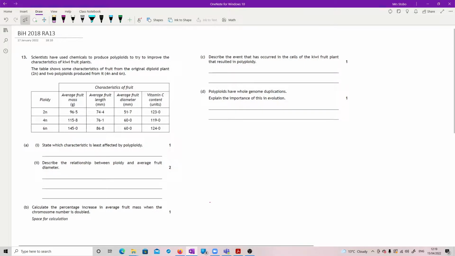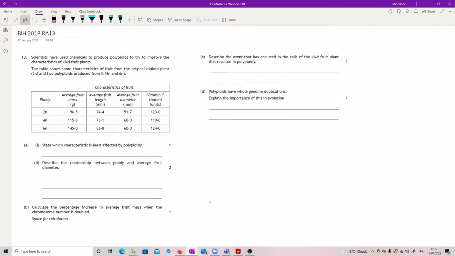Okay, question 13. Scientists have used chemicals to produce polyploids to try to improve the characteristic of kiwi fruit plants. Now, you don't need to know about polyploids anymore, which always upsets me because it's such a cool word. But the first section of this is still totally valid for you to do as problem solving, so I've left it in. Okay. Second bit, you don't need to know.